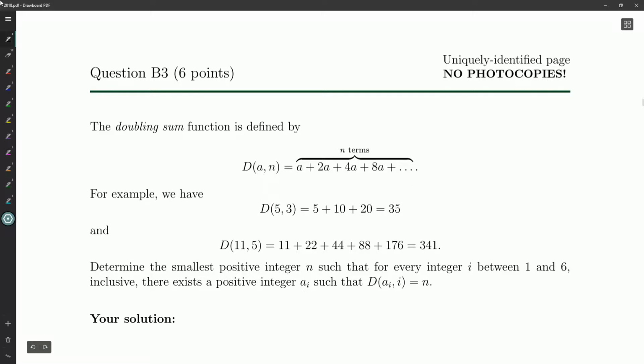So we've got a new function. The doubling sum function is defined D(a, n). So there's n terms, and we're adding them up. It looks like you take the a you're given, then you double it, then you double that, then you double that. So we just keep multiplying by 2s.